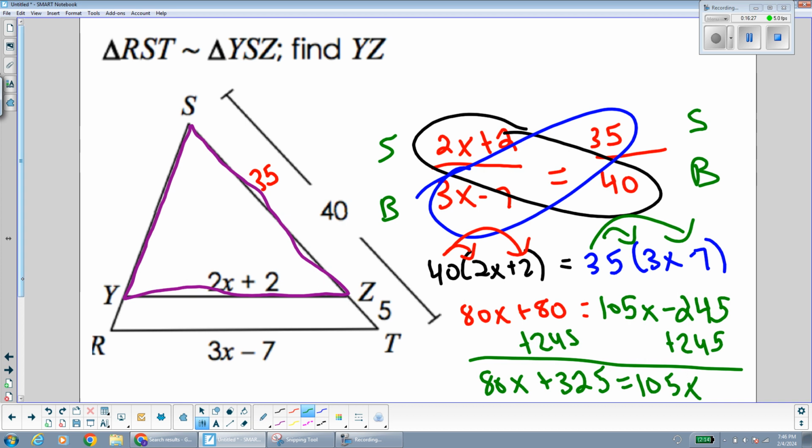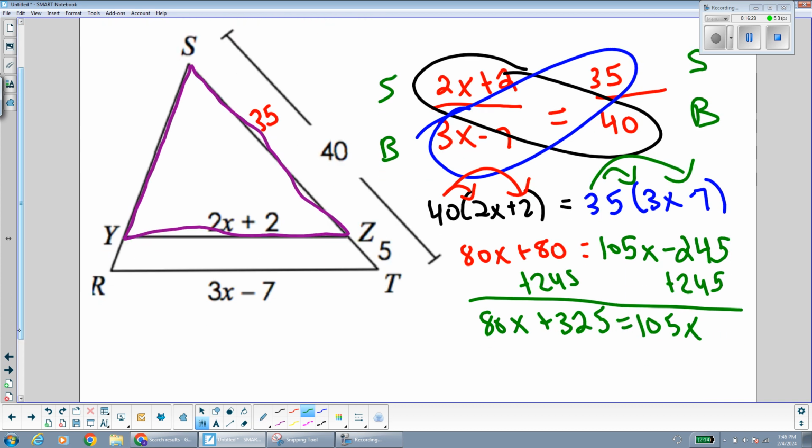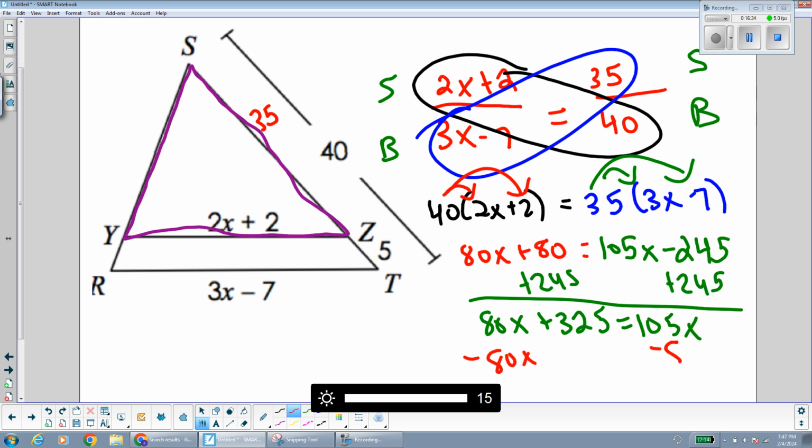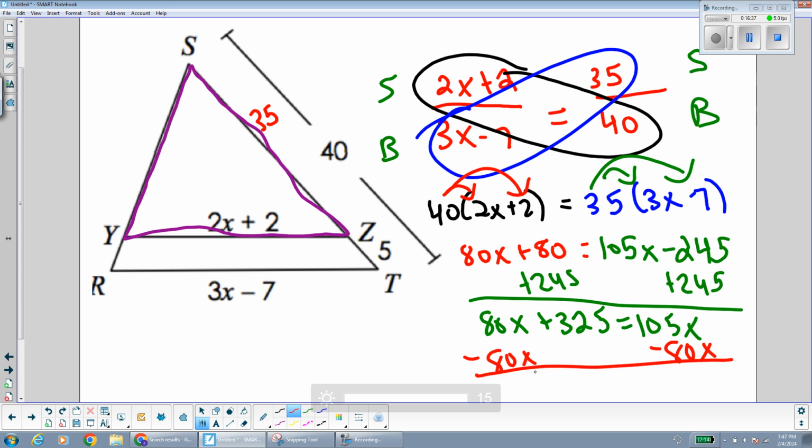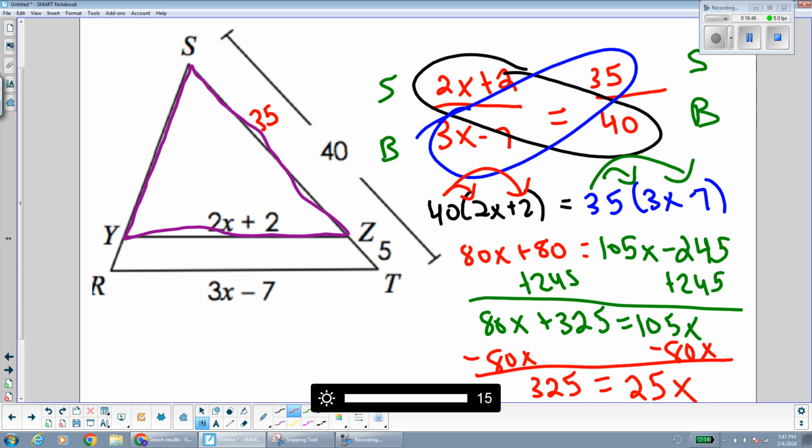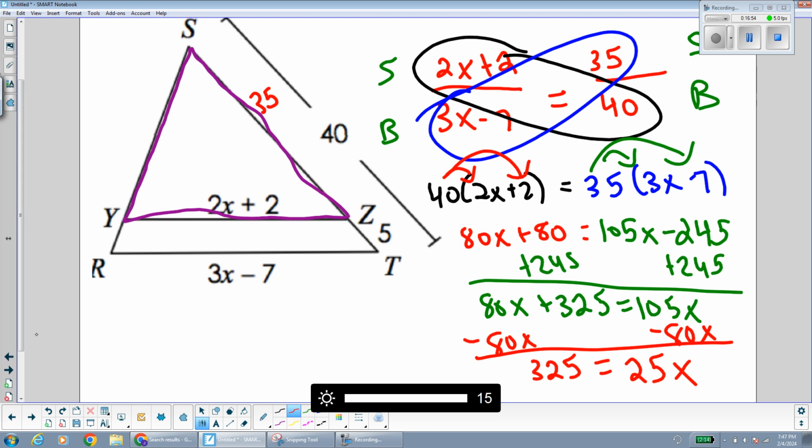And then I'm going to subtract 80x from both sides. And then finally, I'm going to divide by 25 to get x by itself. And I get that x is equal to 13.